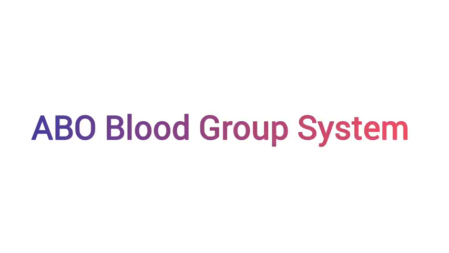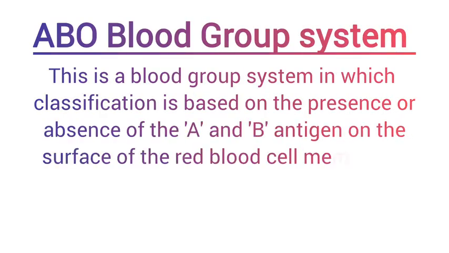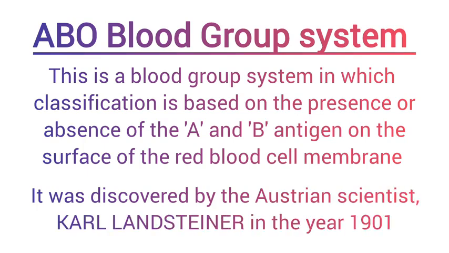Now, having understood the basics, let's discuss ABO blood group system. The ABO blood group system is a blood group system in which classification is based on the presence or absence of the A or B antigen on the surface of red blood cell membrane. It was discovered by the Austrian scientist Karl Landsteiner in the year 1901.